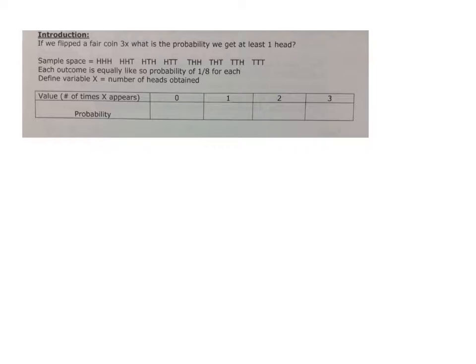So our sample space would be this right here, right? Those are my options that I could get. Each outcome is equally likely, so my probability here is 1/8 for each of those in that sample space. And my variable here, you'll notice it's a big capital X, is the number of heads obtained. That's what I'm looking for, the probability that I can get at least one head.